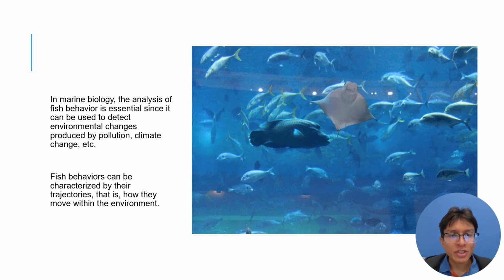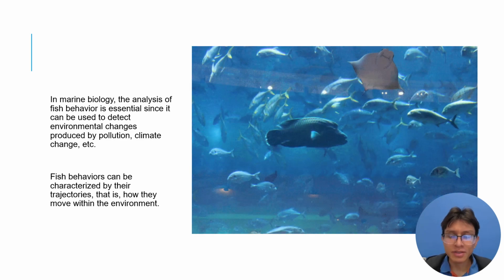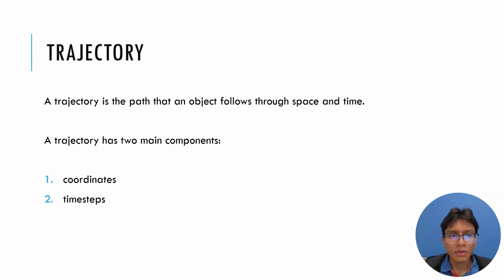In marine biology, the analysis of fish behavior is essential since it can be used to detect environmental changes produced by pollution, climate change, and so on. Fish behaviors can be characterized by their trajectories, that is, how they move within the environment. A trajectory is the path that an object follows through space and time. A trajectory has two main components: coordinates and time steps.